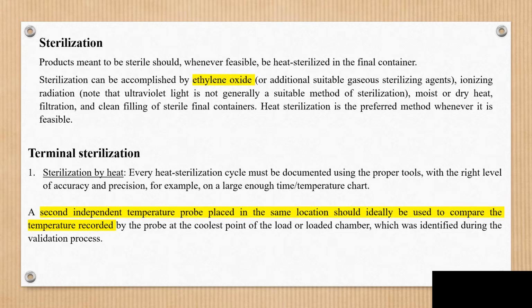Next, we come on to sterilization. Sterilization is accomplished by various processes, which can be heat sterilization, moist heat sterilization, or radiation sterilization. One of the important gases used is ethylene oxide, which is a suitable gas used as a sterilizing agent. There is also dry heat sterilization, moist heat sterilization, or ultraviolet light, which is not generally suitable as a sterilizing agent, but ionizing radiation is also used.